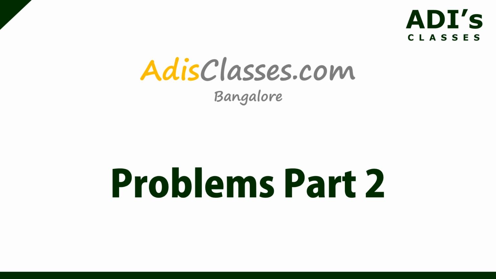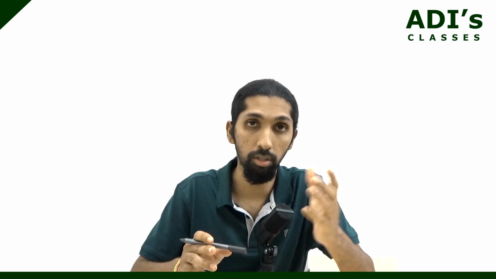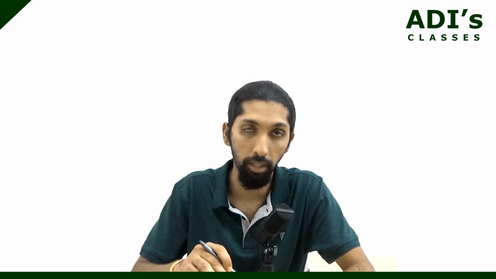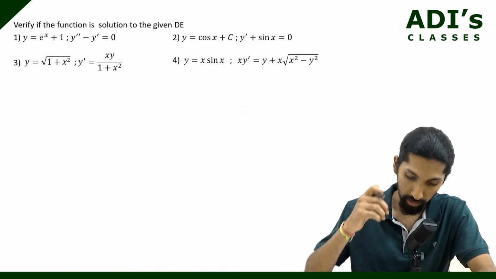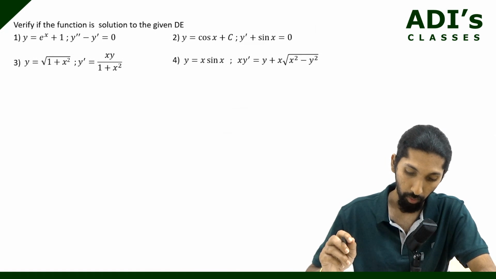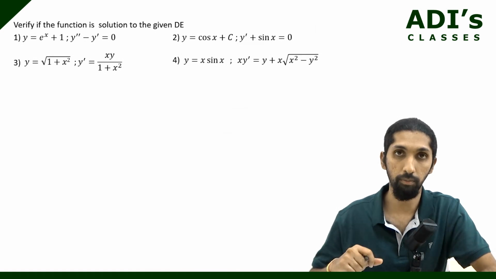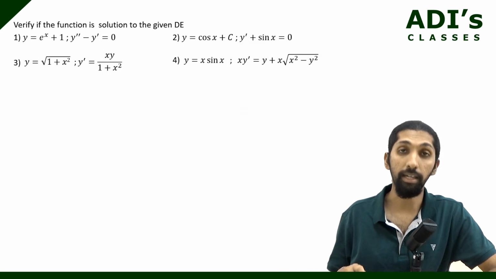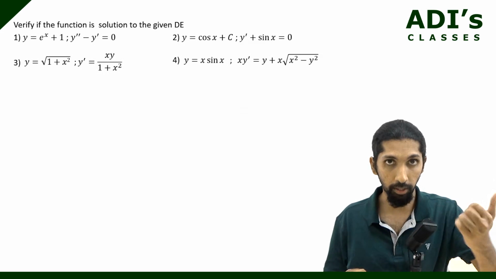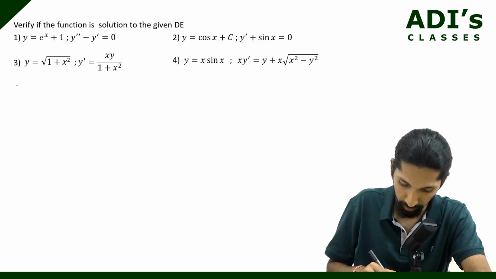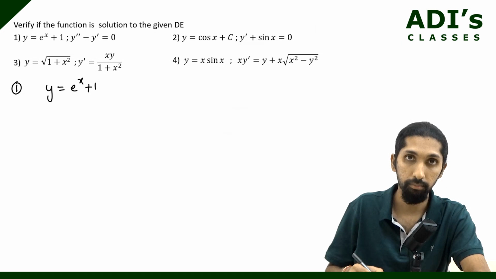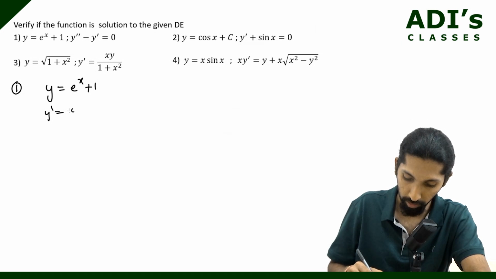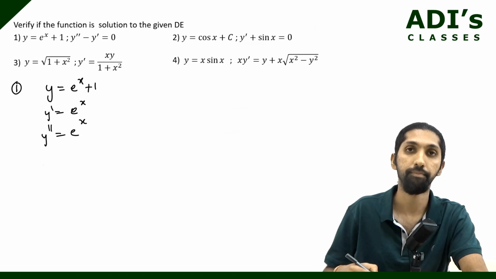In this video, we are going to solve a few problems on general and particular solutions of a differential equation. Alright? Look at the first one. y is equal to e power x plus 1. y double dash minus y dash is 0. First, we take the value of y and differentiate. Here, y is equal to e power x plus 1, y dash is equal to e power x. y double dash is also equal to e power x, correct?